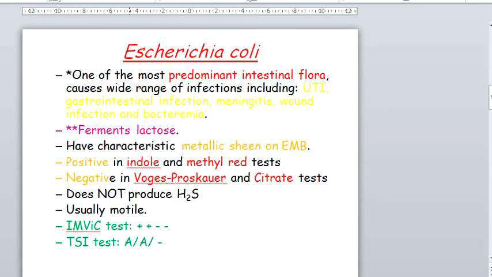Escherichia coli, one of the most predominant intestinal flora, causes a wide range of infections, including UTI, meningitis, wound infection, and bacteremia. It ferments lactose, has a characteristic metallic sheen on eosin methylene blue, is positive in indole and methyl red, negative in Voges-Proskauer and Simmons citrate tests, does not produce H2S, and is usually motile. So the result of the IMViC test is positive, positive, negative, negative.